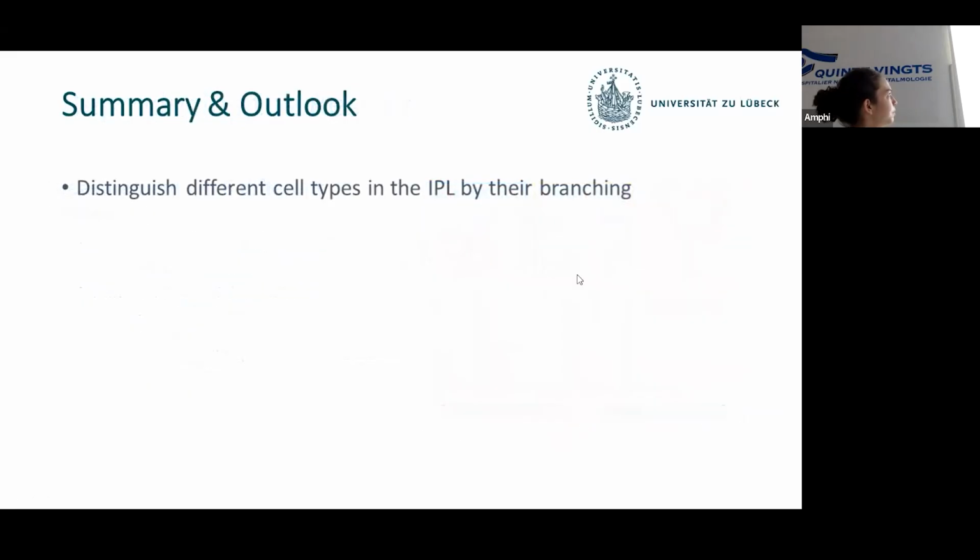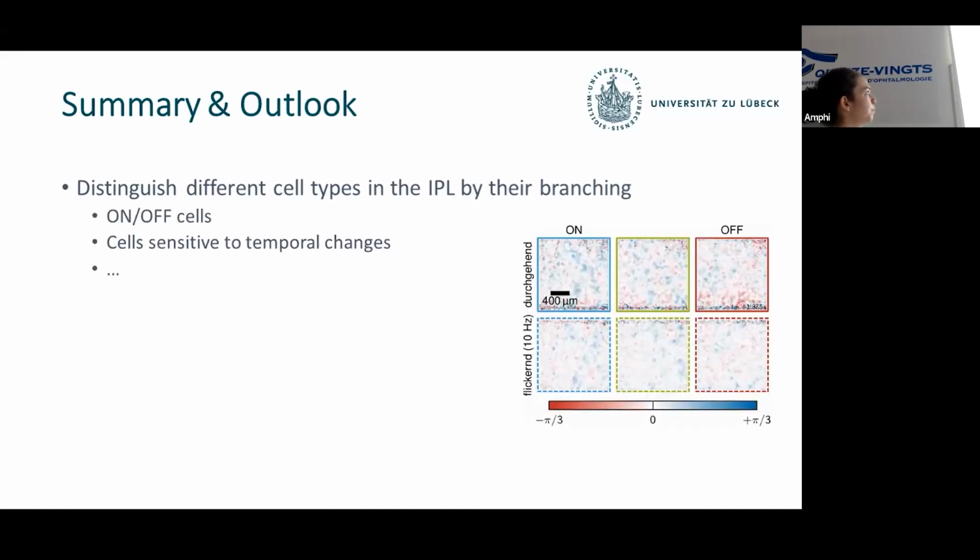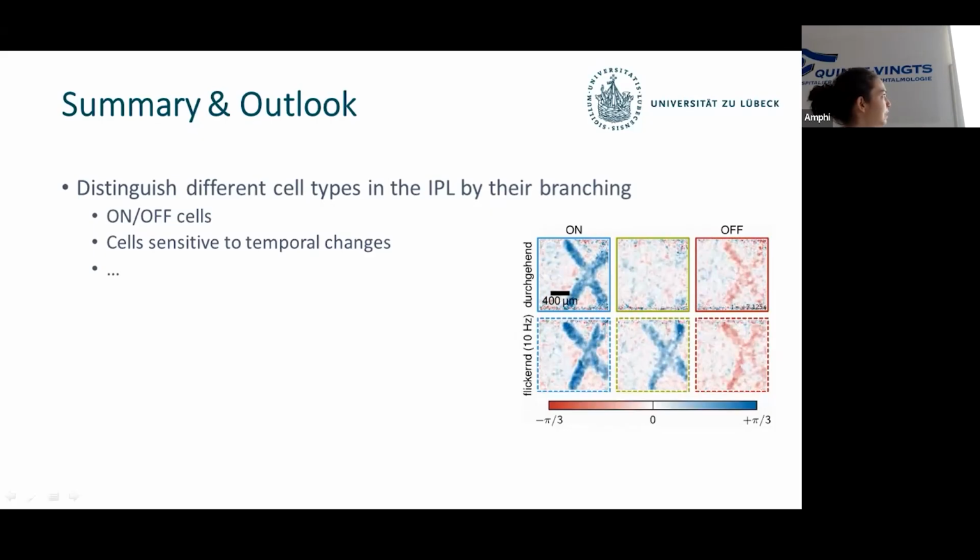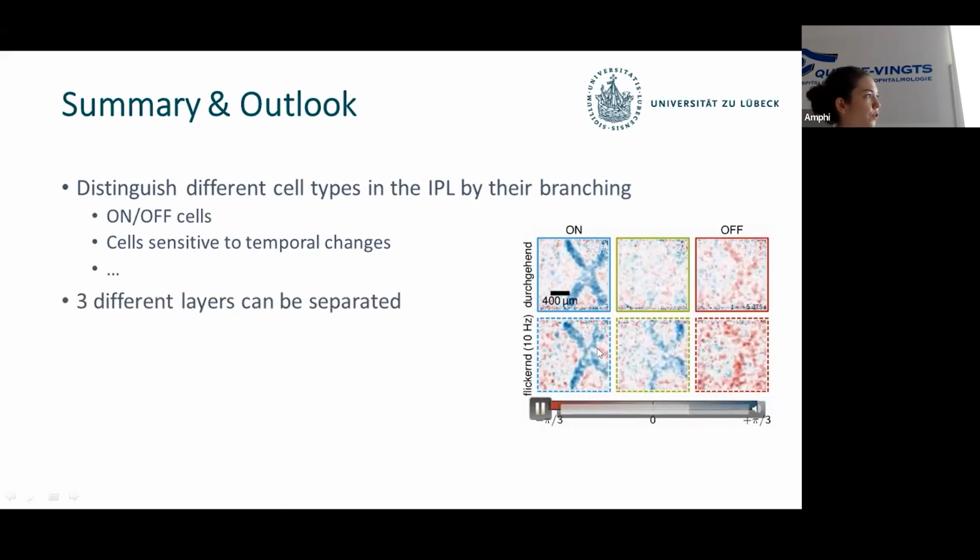I think with that I'm already at my conclusion. What we showed here is that we can distinguish different contributions of different functional cell types, of bipolar or ganglion cell types, in the inner plexiform layer by just evaluating the phase at different depths. We just did this for two different aspects, for on and off cells and for temporal cells which are sensitive to temporal changes. And of course, there are a lot of other cell types which have to be investigated in the future. So far, we only were able to show this for 3 different layers.